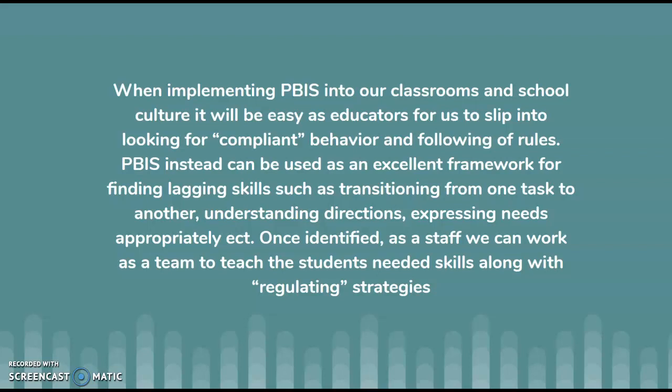So if you are complimenting and giving a star card and affirmations to your students who are standing in line nicely or transitioning nicely, and really affirming that behavior instead of also addressing the students who are struggling to transition and trying to find out why that is. Is it because their brain is always scanning?